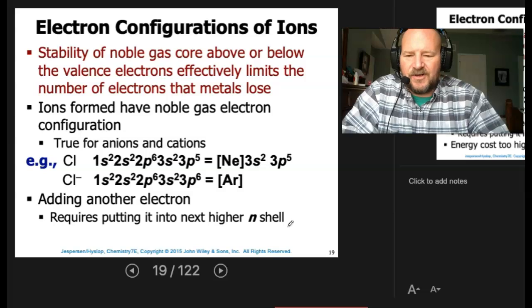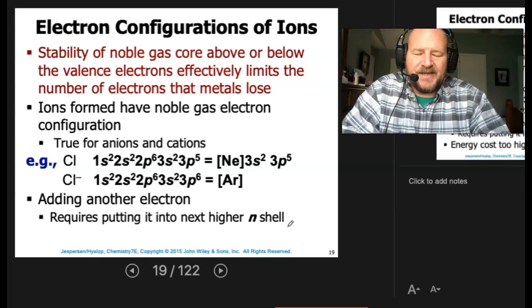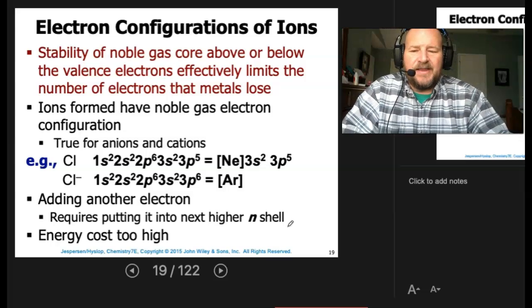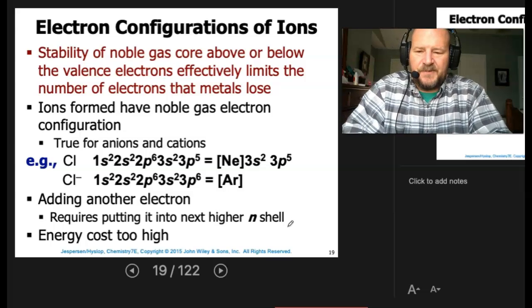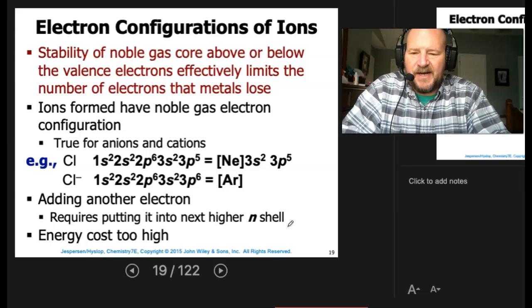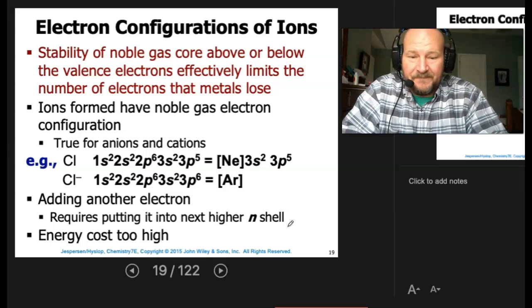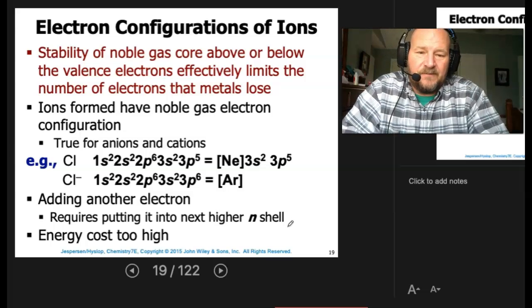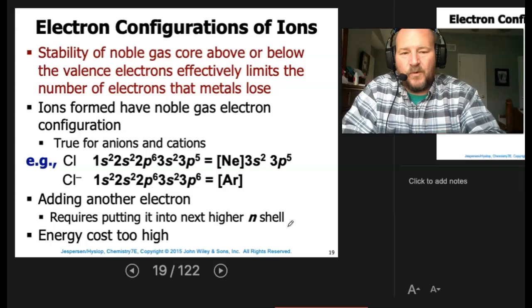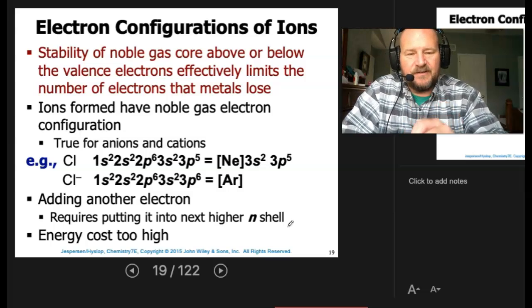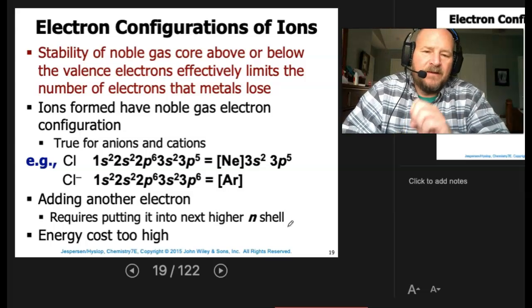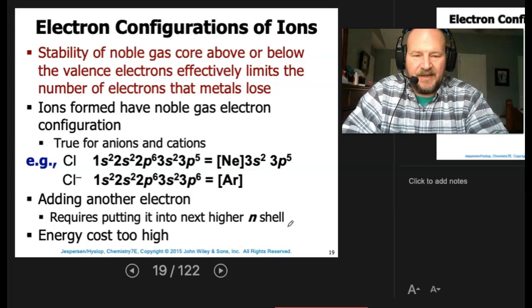So adding another electron requires putting it into the next higher n shell, and that energy cost is going to be too high to go into the next level. To fill the third level, not a problem, but trying to put one more electron into chlorine, it wants that first one. We go to put the second one in, and it's not going to like that because it's going to have to add a whole other energy level.